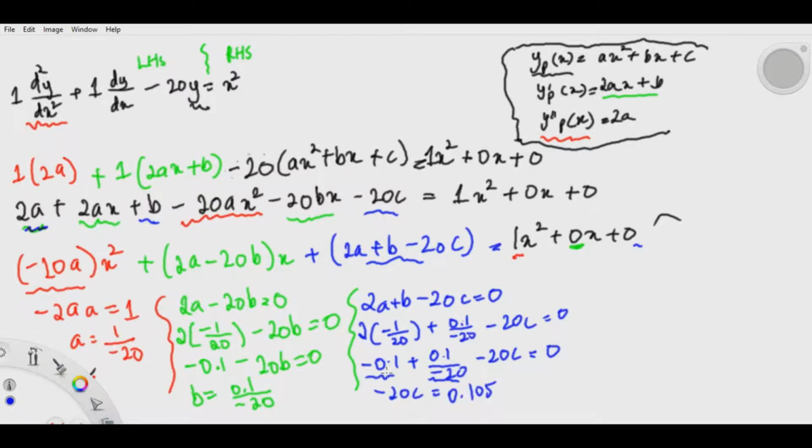0.105. If you add 0.1 and 0.1 over minus 20 together, you get 0.015. Okay? And then if you divide that by 20, what you get is C equals 0.105 divided by negative 20. You can change that into a real number later, okay?